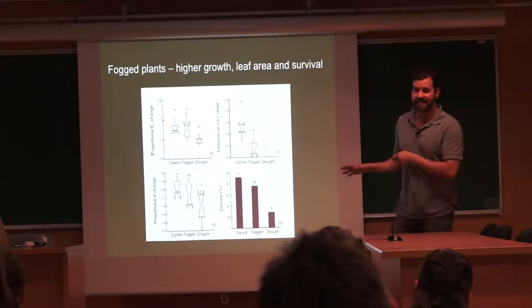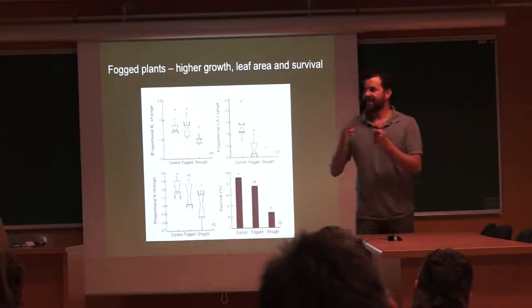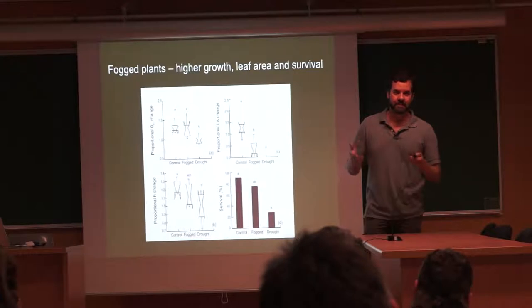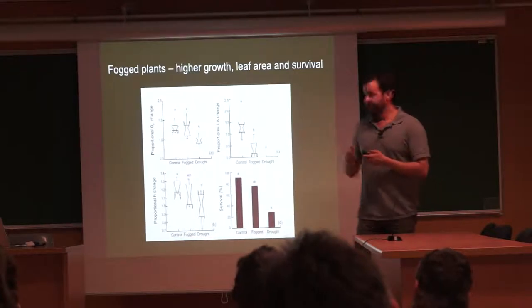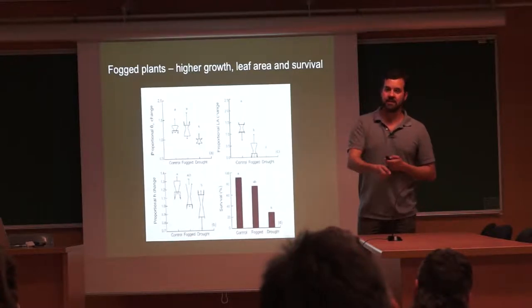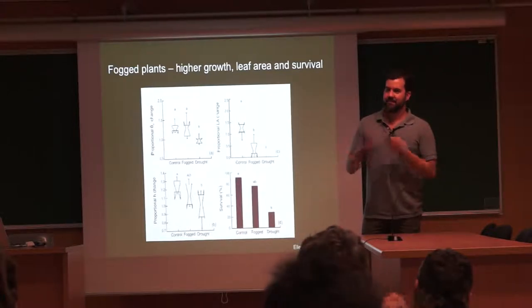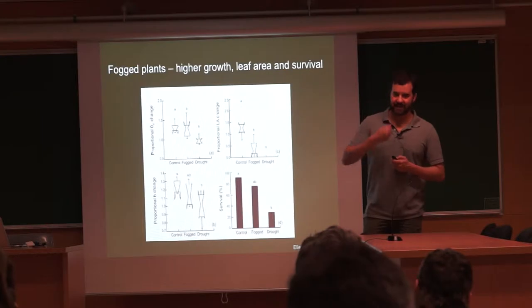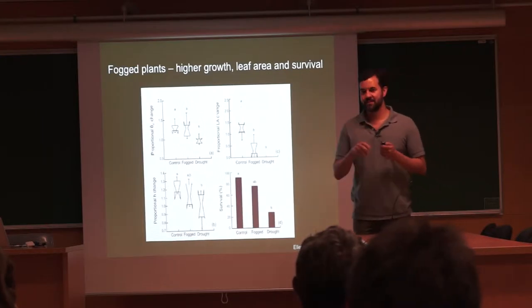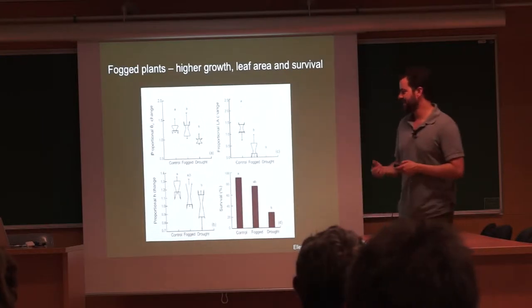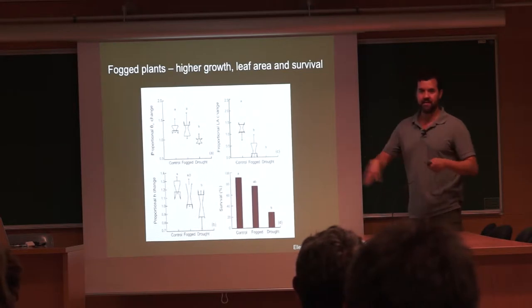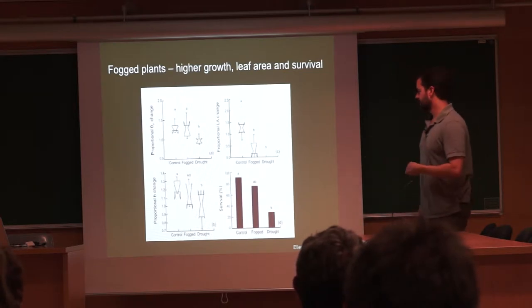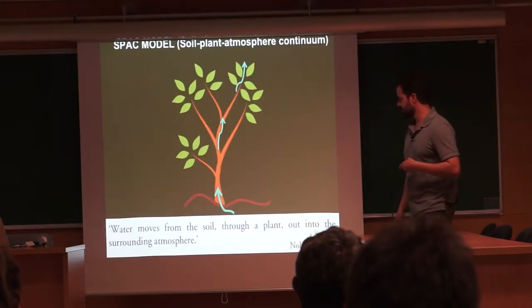So this is just summarizing the results of this experiment after 2 months without adding any water to the soil. Okay, so these plants were receiving full sun during the day. At night they had fog, and they were not receiving any water directly into their roots, and they had a slightly higher survivorship than the droughted plants.